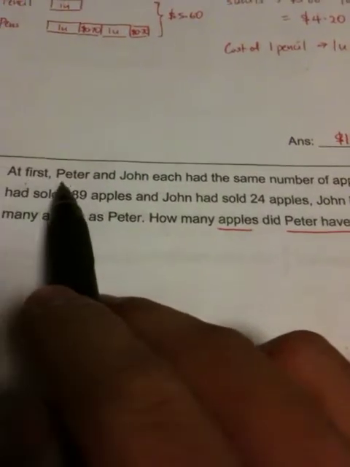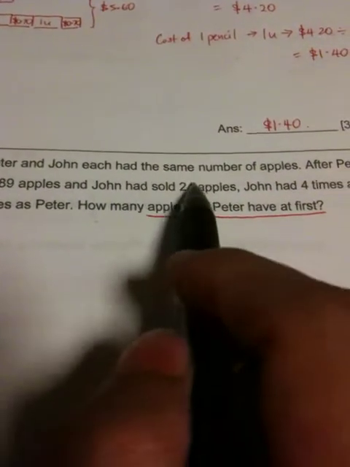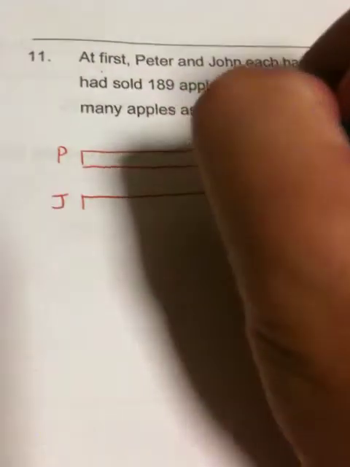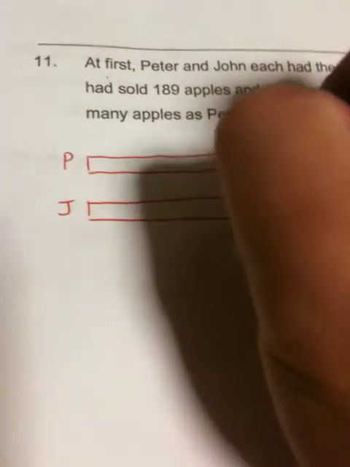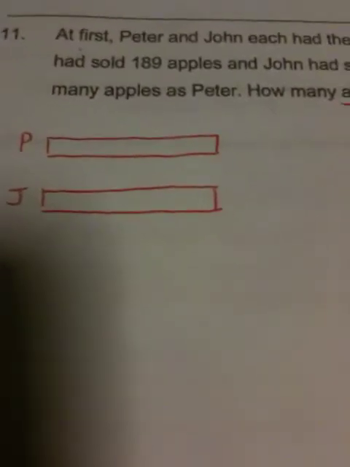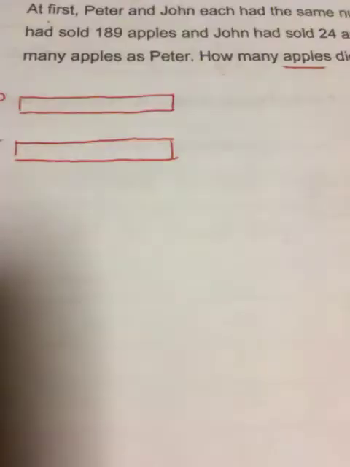They already mentioned that at first Peter and John each had the same number of apples. So if you want to use a smaller diagram to represent them, P stands for Peter and J stands for John. In that case, we will draw both of them to be of the same length because at the very beginning, they have the same number of apples. Now, in the second part, John sold 24 apples and Peter sold 189 apples.